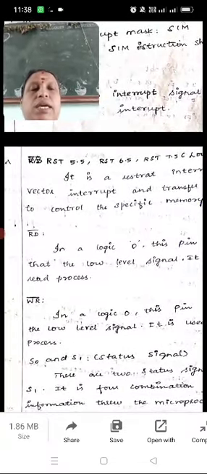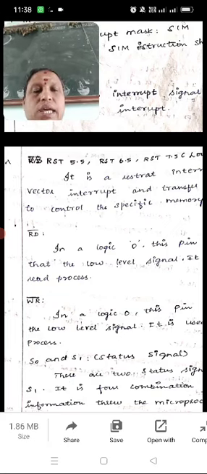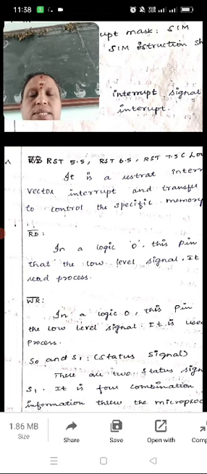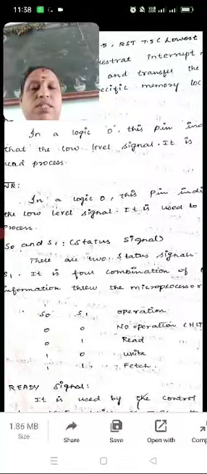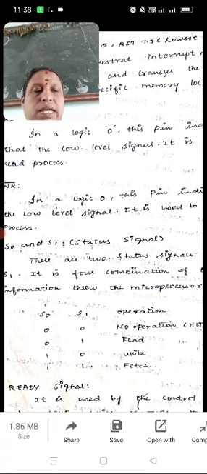Read is active at logic 0. This pin indicates that the low level signal is used for the read process. Write is active at logic 0. This pin indicates that the low level signal is used for the write process.